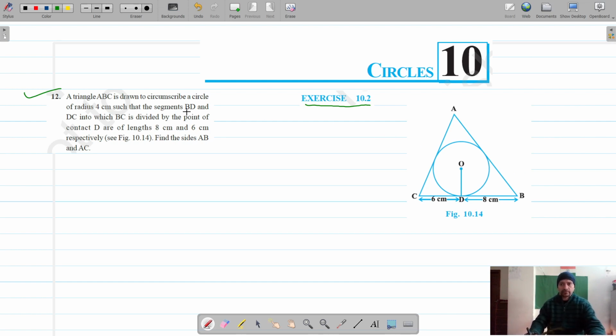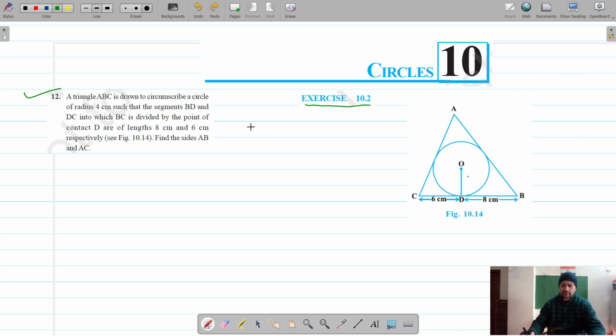And BD and BC, triangle ABC is drawn to circumscribe a circle of radius 4 centimeters. So this is 4 centimeters, the radius is 4 centimeters, and it's also given that the segments BD and DC, where this radius is drawn, D is the point of contact, so BC is like a tangent, where D is the point of contact, or where the OD is drawn, these segments BD and DC are 6 and 8 centimeters.